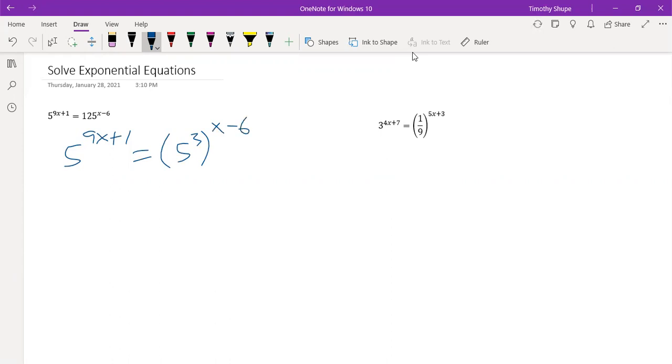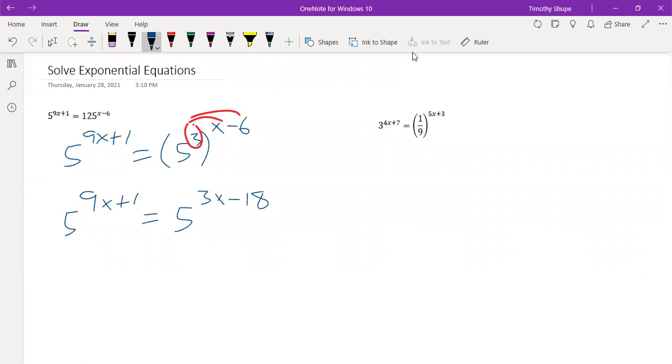Now at this point, I've got the same base. I just need to do something with the exponents to make sure that we can actually solve this. So I'm going to take this 3 that we just figured out from that exponent and distribute it into the existing exponent. So my new equation here is going to be 5 raised to the 9x plus 1 power equals 5 raised to the 3x minus 18.